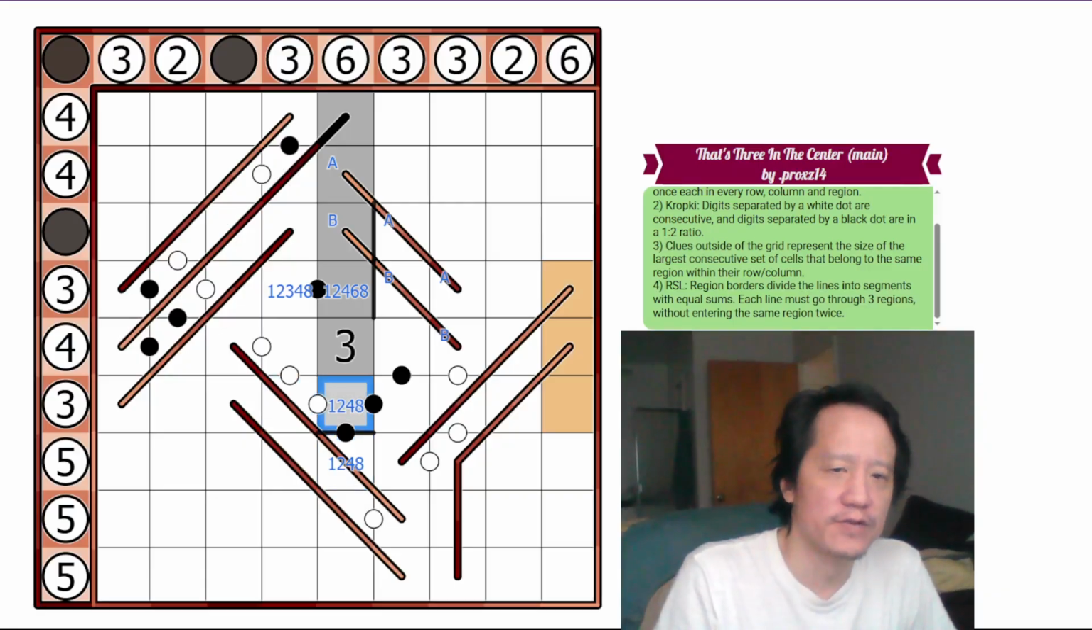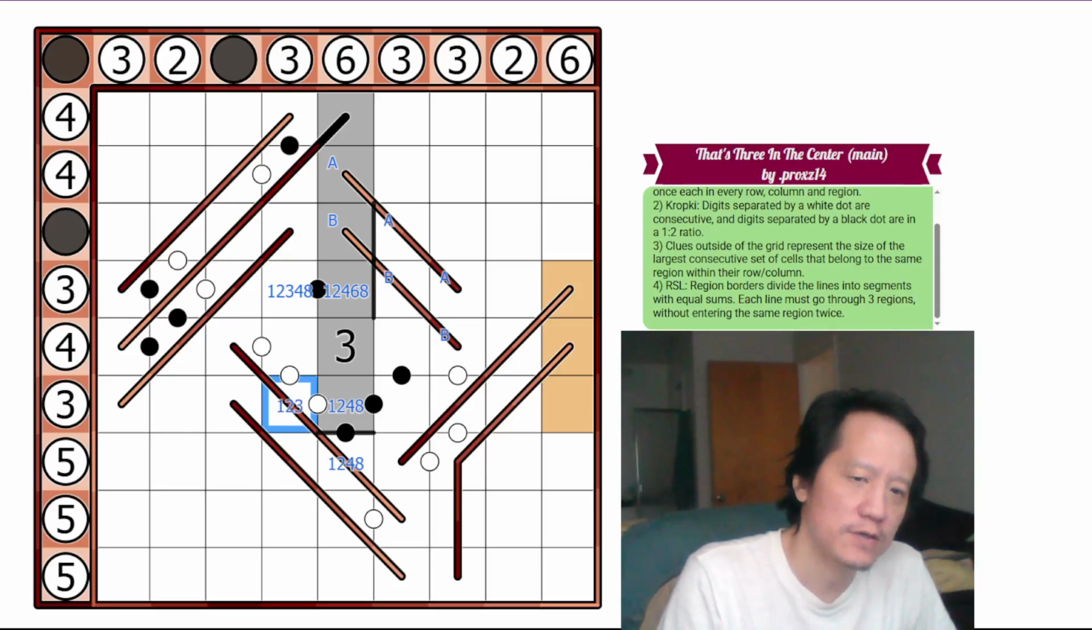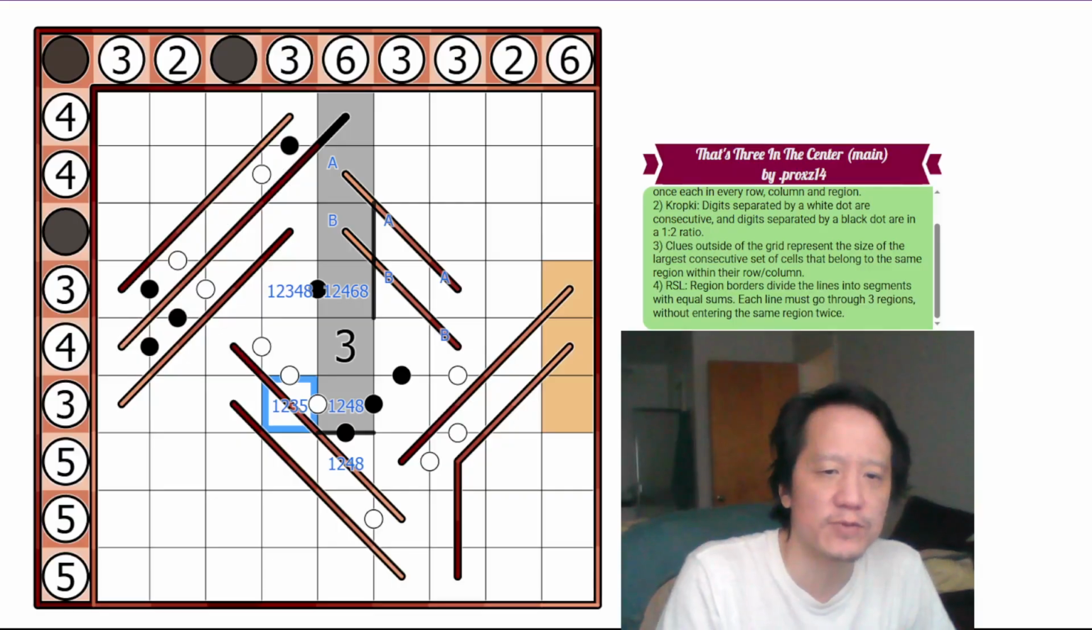This is consecutive with that. So it could be 1, 2, 3, 5. So 1 and 2 could be with 1, 2, or 3. 4 could be with 3 and 5. 8 can be with 7 or 9. That's interesting.